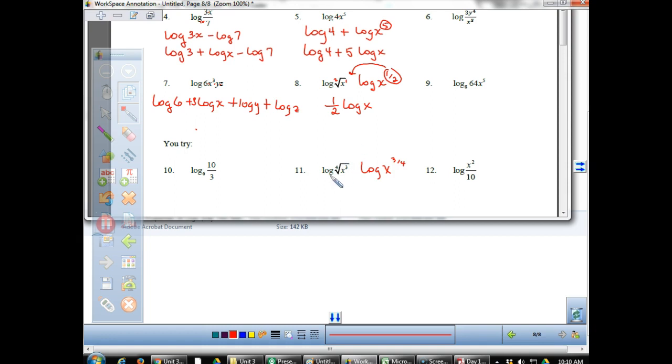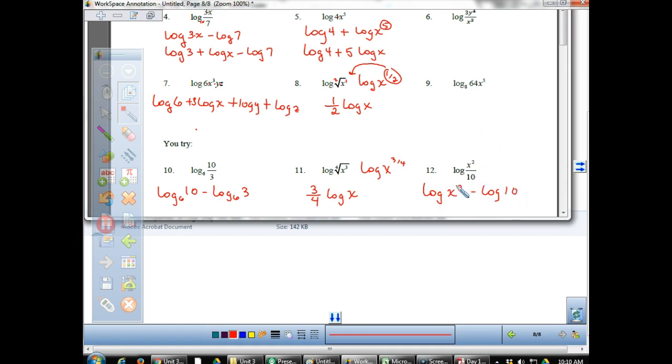Okay, so I'll finish up with the number 11 that I started. So it's going to be 3/4 times the log of x, and that's all you have to do for that one. Number 10 only has division, so log base 6 of 10 minus log base 6 of 3. So that's all there was to do. Here I've got division, which I do first. Division I replace with subtraction.